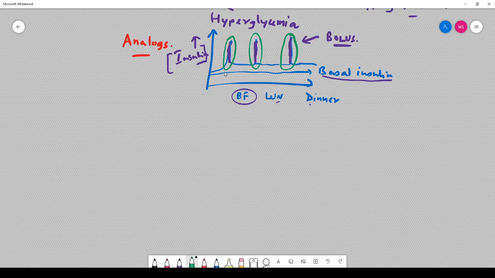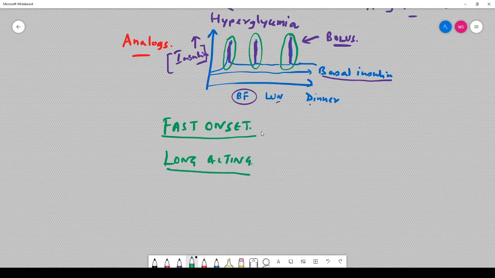And for this, what is the criteria that we need? It should be fast acting, fast onset. So this insulin should have a fast onset. And for basal insulin, it should be long acting. So to mimic physiological release of insulin, we need insulins which have a fast onset and insulins which are long acting.